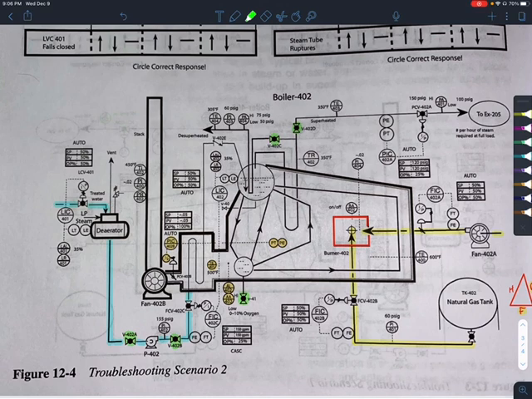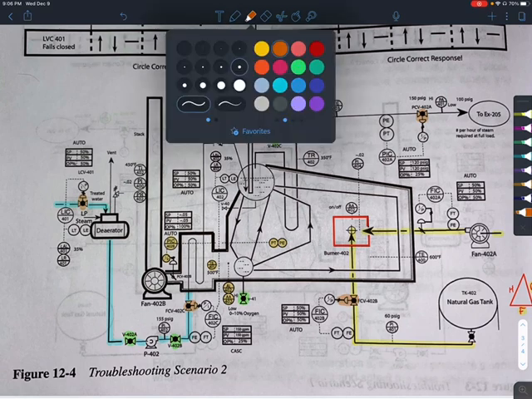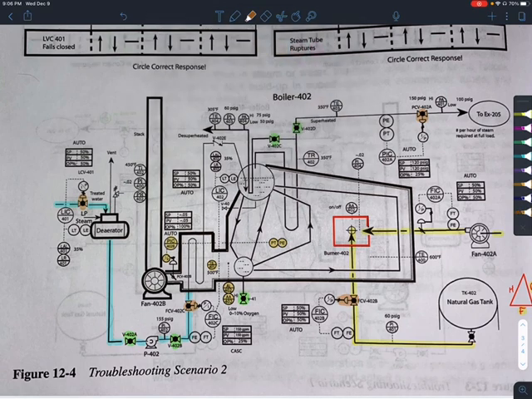Okay, now let me mark off the pneumatic globe valves. Here, right there, right here, right here. And then these were pneumatic butterfly valves. Let's use brown for those. Okay, right here and right here. Okay, that should be pretty good.